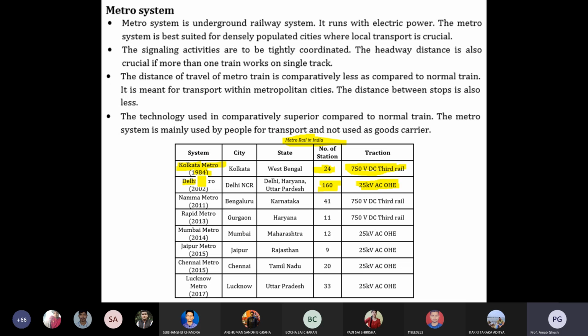Not all the lines. The magenta line is underground and other lines are there. If you go to the Noida side, they are not underground. Some of the portions are underground, but the most recent one, that magenta one, is underground, but the rest are not. So you can see it's 25 kV AC. So there is a difference. Why underground? Why 750 volt DC and why 25 kV AC? That's the difference. If it is 25 kV, it should be an overhead line.